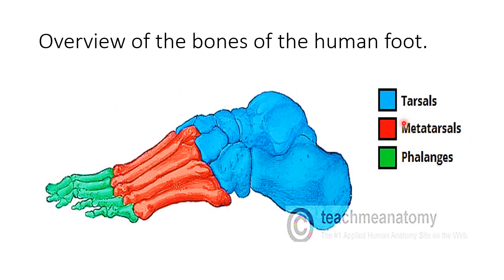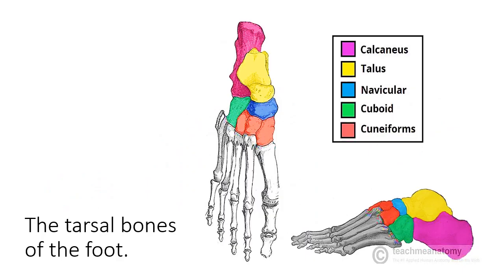But regarding the tarsal bones of the foot, they have three rows: proximal, intermediate, and distal. The proximal group forms the body framework around the proximal ankle and the heel. The talus, that you can see now in yellow.